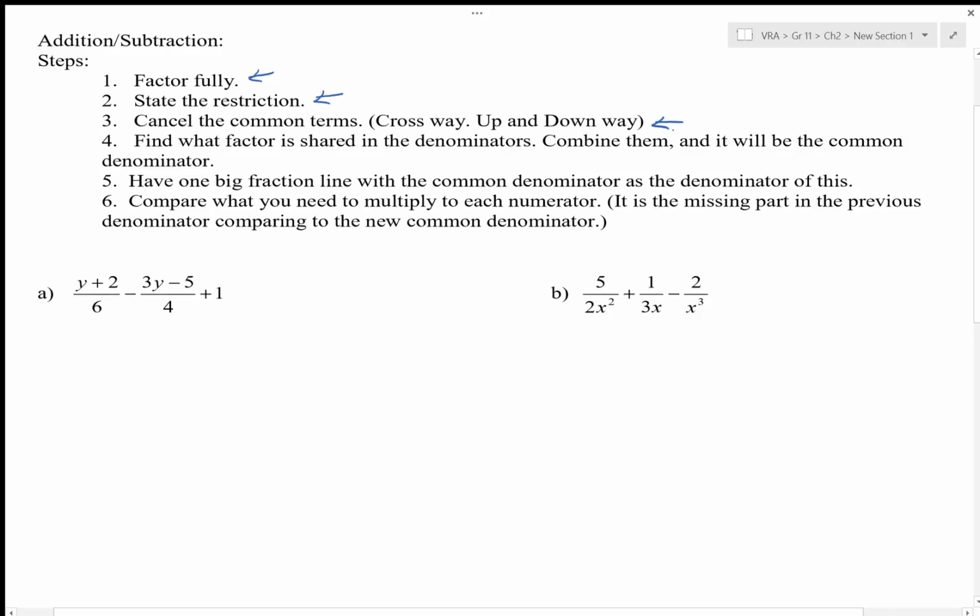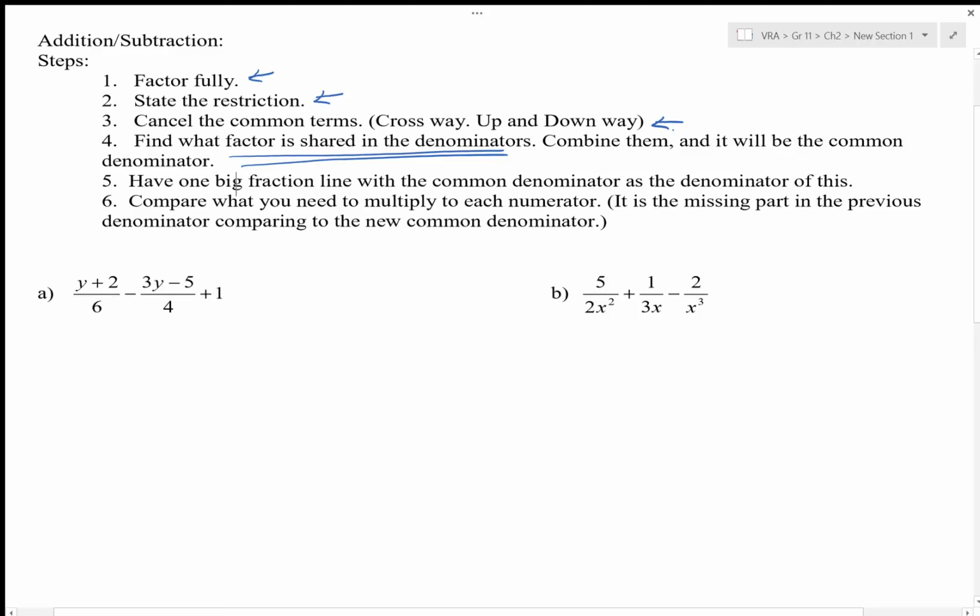Then what you have to do is find what factor is shared in the denominator. So you're basically looking for the common denominator here. When you find the common denominator, you have to combine them, and then it will be your actual common denominator as one big fraction. Once you have that, you have to multiply what's not there to the numerator of your previous fractions. Now, this seems complicated, but if you actually take a look at the example, it becomes quite simple.